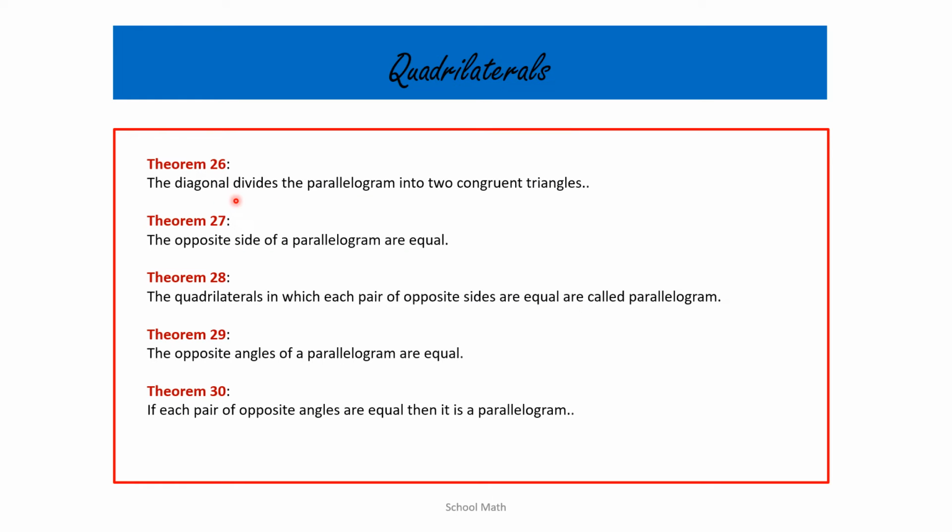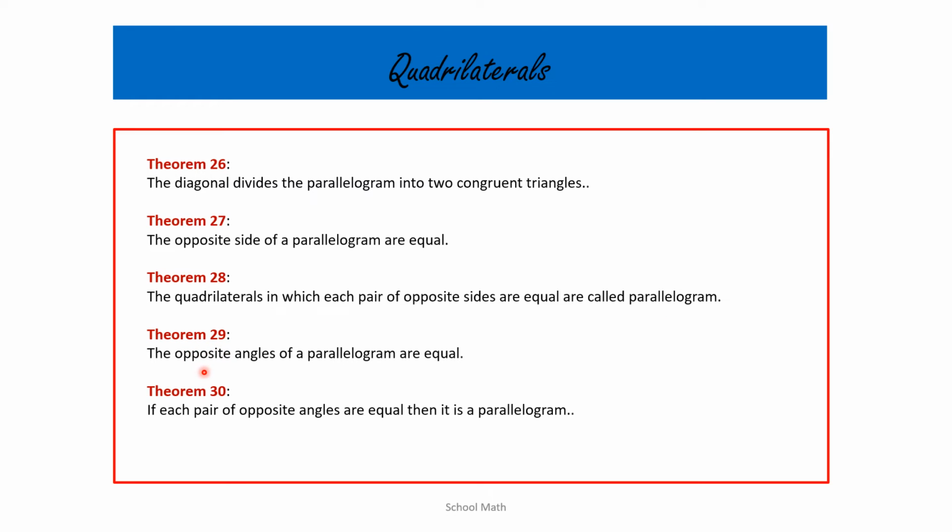Quadrilaterals. Theorem 26. The diagonal divides the parallelogram into two congruent triangles. Theorem 27. The opposite sides of a parallelogram are equal. Theorem 28. The quadrilaterals in which each pair of opposite sides are equal are called parallelograms.